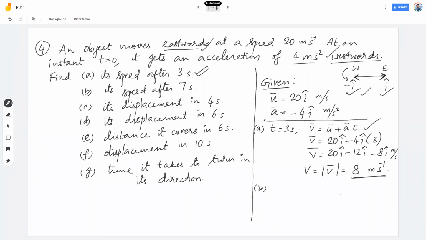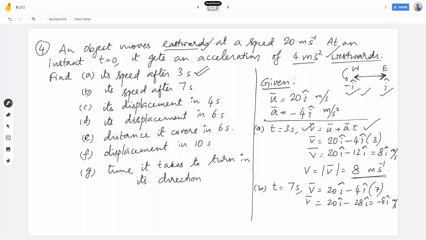That is what you answer for the first question. What is the second question? T is equal to 7 seconds. I will proceed the similar way. V bar equal to U bar plus A bar into T. So V bar equal to 20 I cap minus 4 I cap into how much time? 7 seconds. This would be 20 I cap minus 28 I cap, which is equal to minus 8 I cap meters per second. So this is V bar. So after 7 seconds, its velocity is minus 8 I cap meter per second.